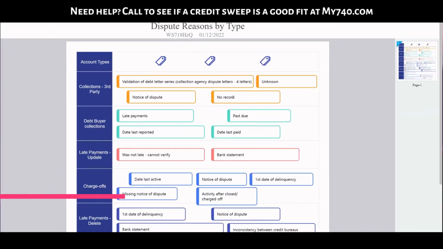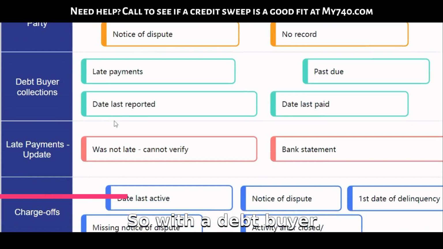All right, let's head over into debt buyer collections, okay? So with a debt buyer collection, this is going to be like Portfolio, Midland, Calvary. You are not using the validation of debt series, okay?